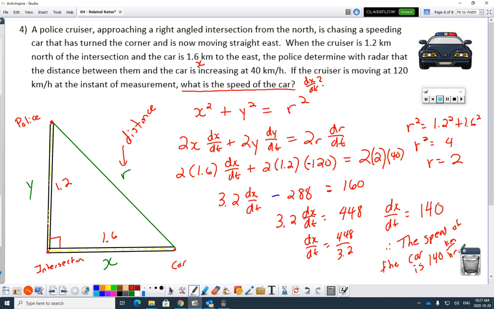Is the cop going to catch this person? He's not going to make it. Cruise is only going 120. Speed of the car is 140. And that's why this is sort of an important calculation overall. Now that we know this person's going 140, I'm going to have to crank it up a notch if he's ever going to track this guy down. Any questions about that?